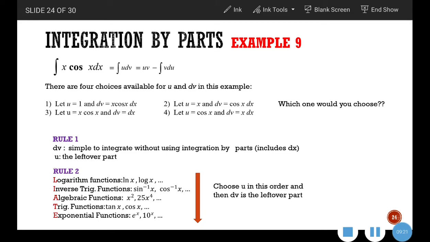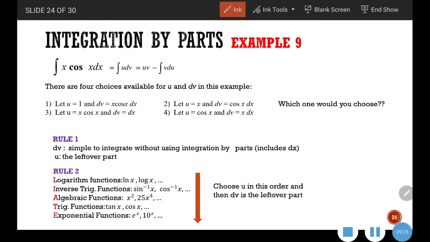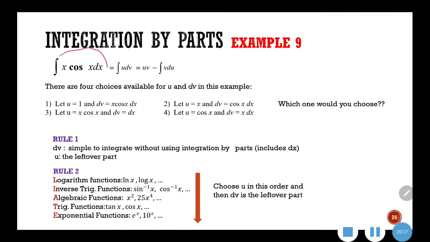So daripada rule tadi ni, okay, daripada rule number 2, back to our example 9, we have x cos x dx. So which one will we choose? Option number 1, number 2, number 3 or number 4? See, kita ada first function category algebra function. Second one is category trigonometric function. So what shall we let as your u? Which function shall we let as your u here?